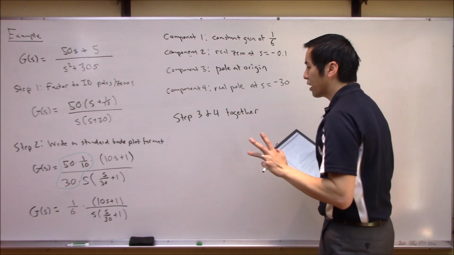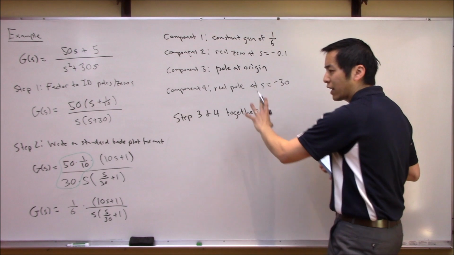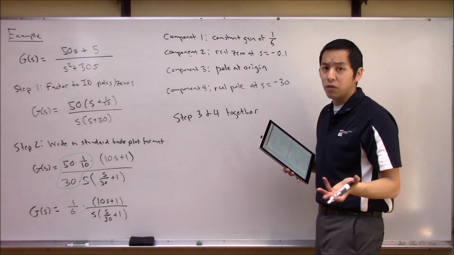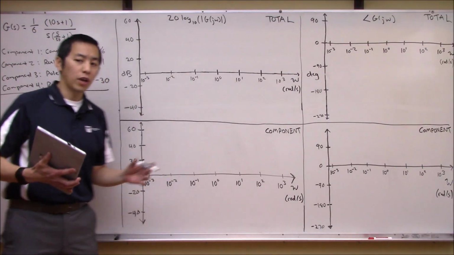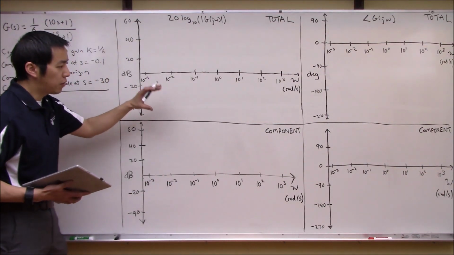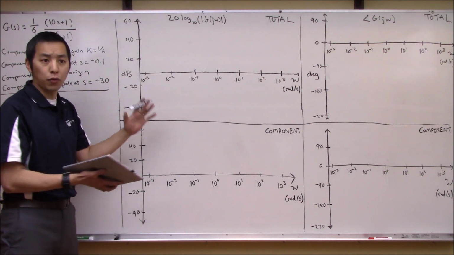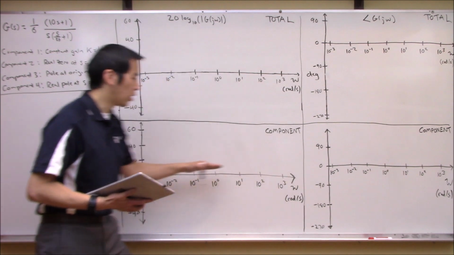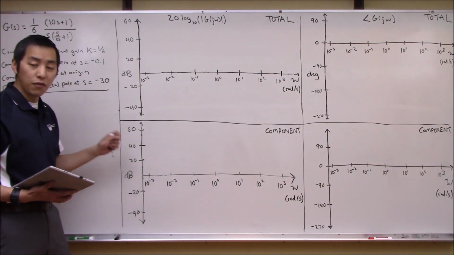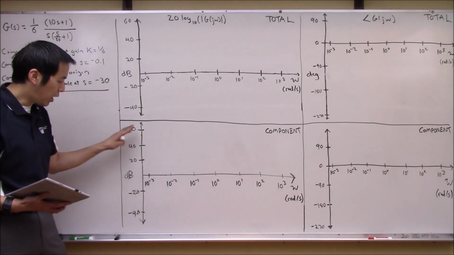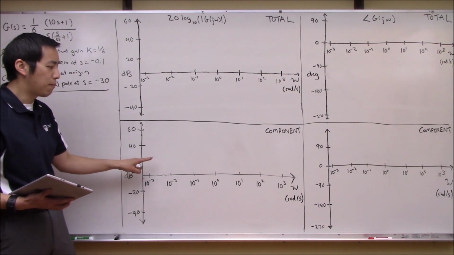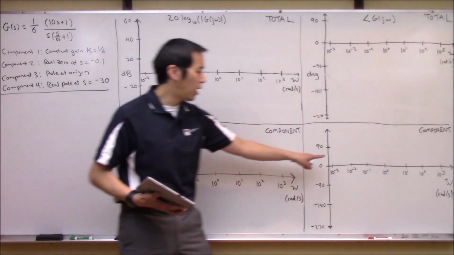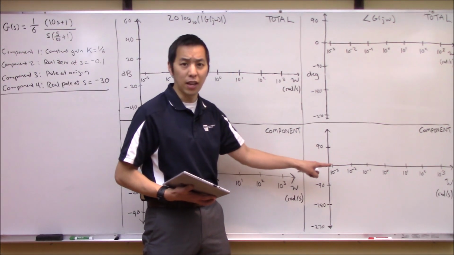Give me a second to erase the board and sketch up a template of some blank Bode plots that we can start to fill in. Okay, so I've set up some blank axes for a Bode plot. Down here on the bottom we are going to look at the Bode plot for an individual component. The bottom left corner is where we'll plot the magnitude in decibels of an individual component, and on the bottom right side we'll plot the phase of that individual component.